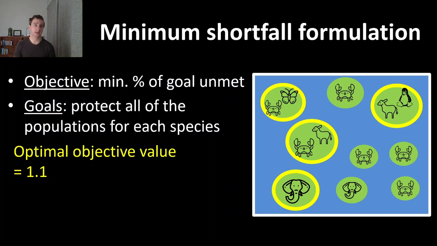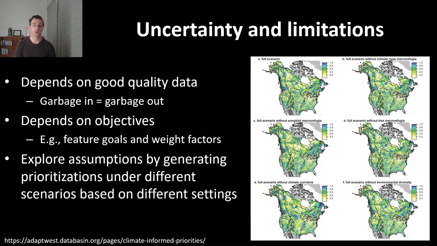But because it's greater than 0, this means that there are some features that have some of their goal that is not met. So when you're using the Where to Work tool, there is uncertainty and limitations to be aware of. This is because the quality of the priority areas that it can identify depends a lot on the quality of the data that you provide. So in other words, garbage in, garbage out. And so when you're using the Where to Work tool, I would really encourage you to try and get access to high quality data that's able to characterize the spatial distribution of your features as well as possible.